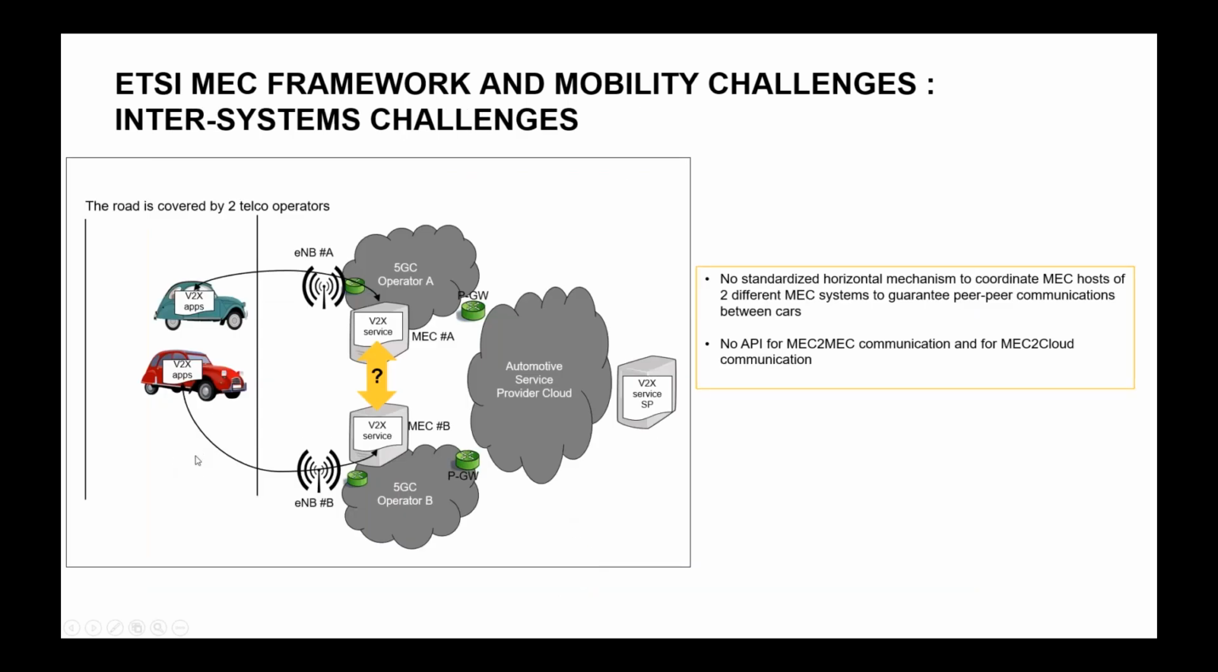So let's now consider another use case on the road. You have two vehicles and they are covered by two different telcos. The blue vehicle has a SIM card with operator A, while the red car has a SIM card with operator B. And let's say that the blue one wants to make, for example, an overtaking maneuver, and wants to establish a see-through session with the red one.